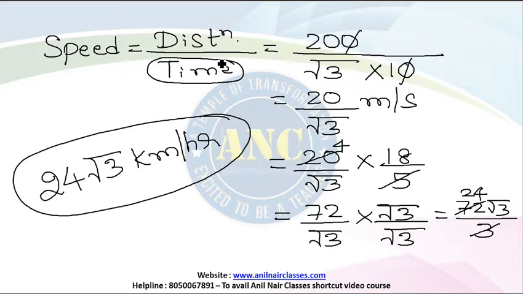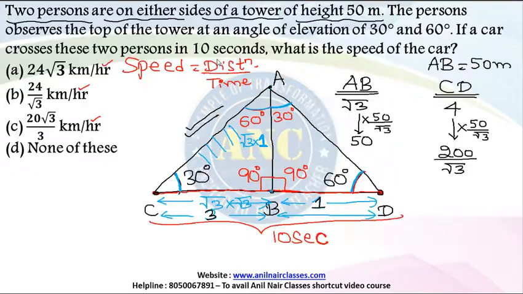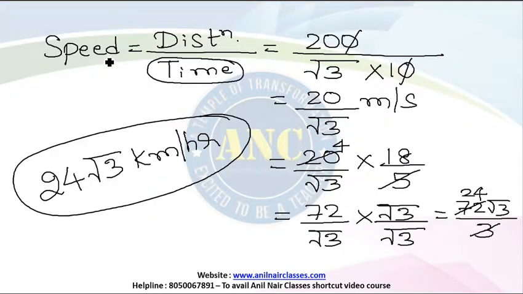So final answer will be 72 by root 3, or multiply and divide by root 3, it is 72 root 3 by 3. 72 by 3 is 24. Answer is 24 root 3 in terms of kilometers per hour. So answer for our question is option A. I hope the idea is very, very clear for you people, sir.